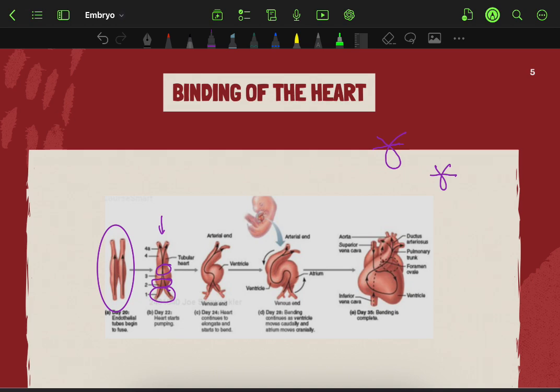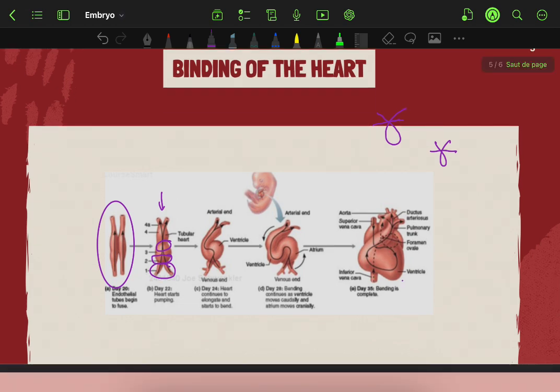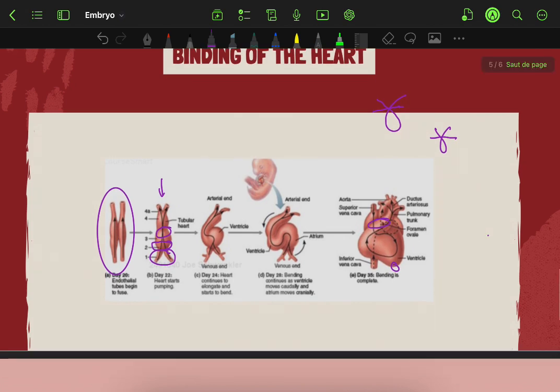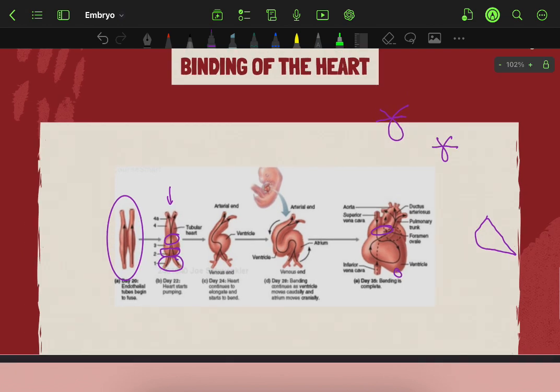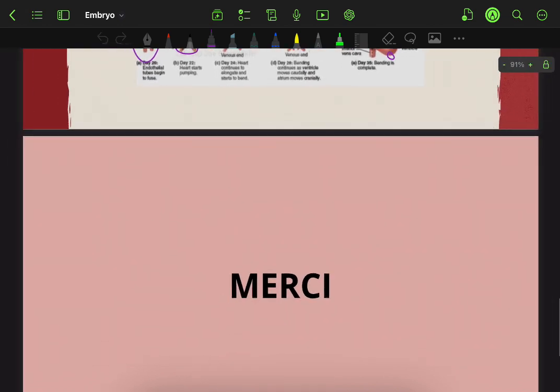Then it will continue to bend to give us finally the apex and the base. By bending, the apex will be pointing towards the left, and that's why we say the apex is pointing towards the left. And that's it, all about the position and the endocardial tube.